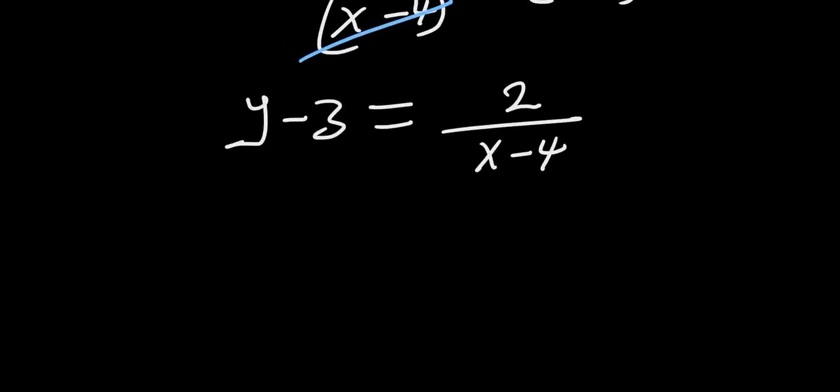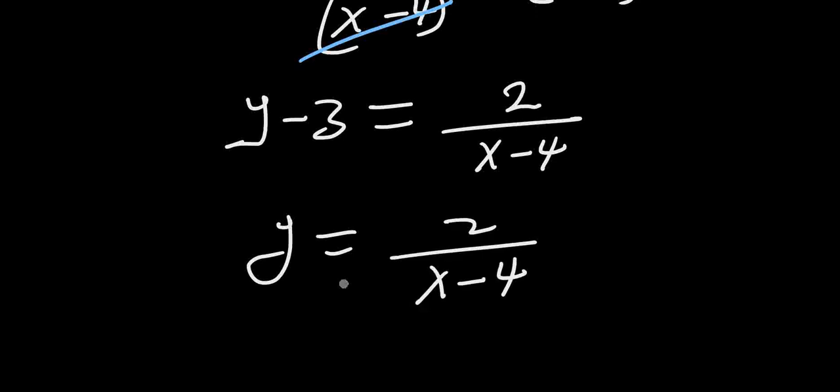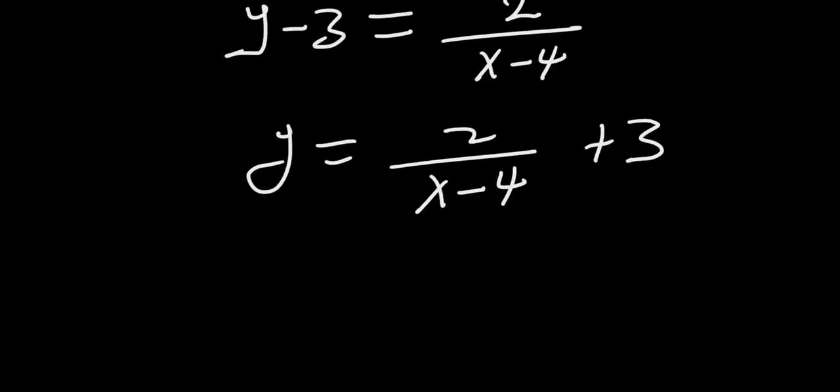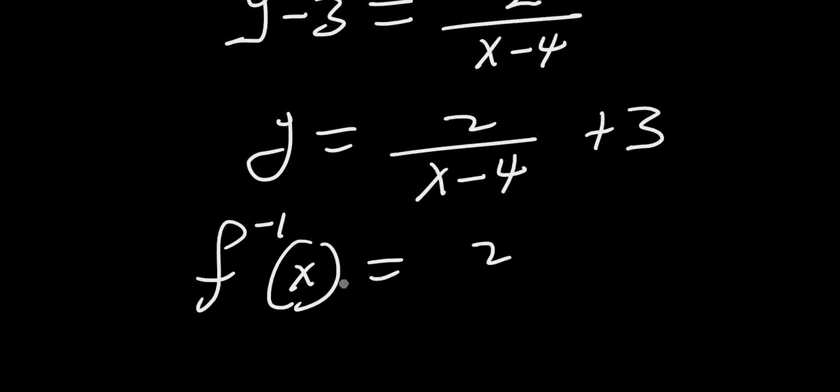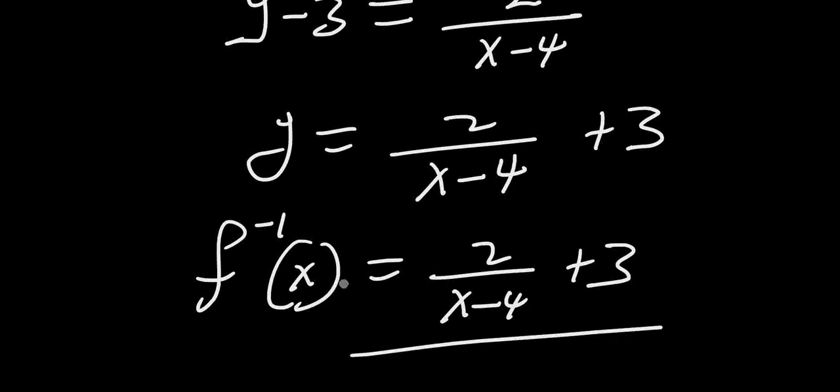At this point, we can simply add 3 to both sides, and y will be equal to 2 over x minus 4 plus 3. So finally, we are going to change y to the inverse function, and we now have the inverse function is equal to 2 over x minus 4 plus 3. So this is the final answer to this question, and I hope it makes some sense. All right, let's move on to the next one.